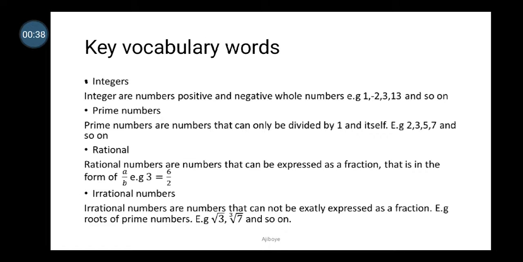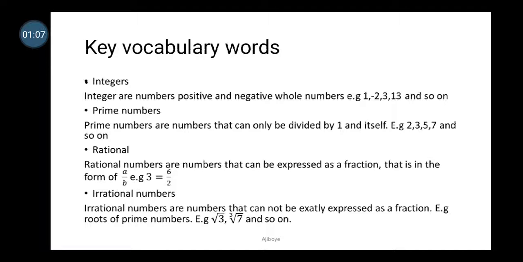Key vocabulary words: integers. Integers are positive and negative whole numbers. Okay? For example, 1, -2, 3, 13, and so on are integers. And you can see that they are whole numbers. So if you sign a whole number, you get an integer, all right? Which can be positive or negative.